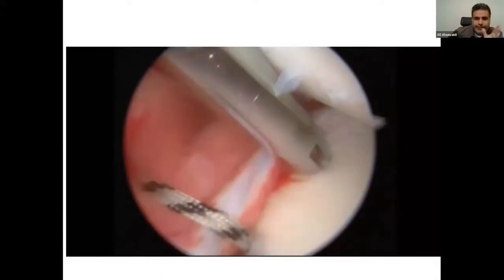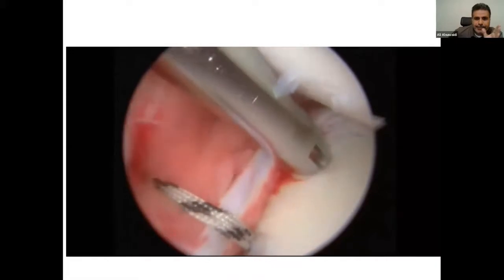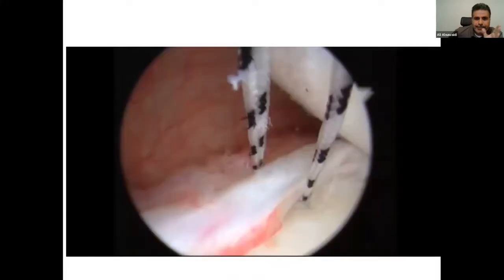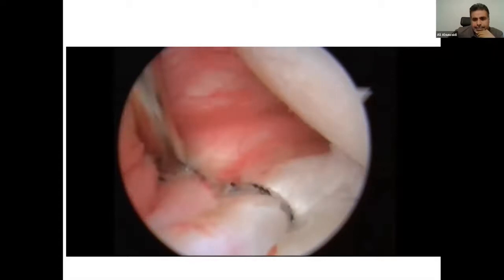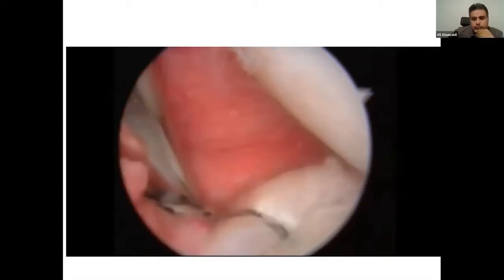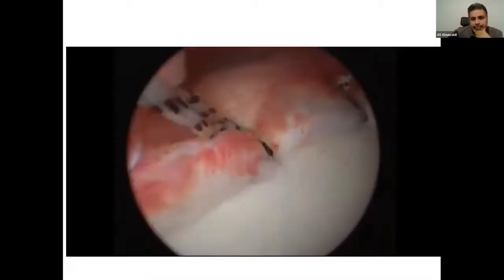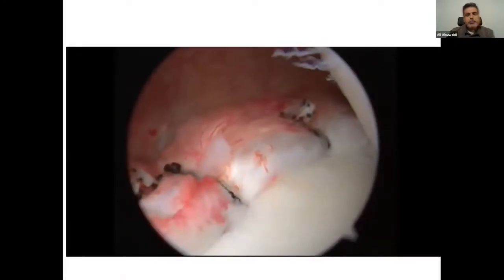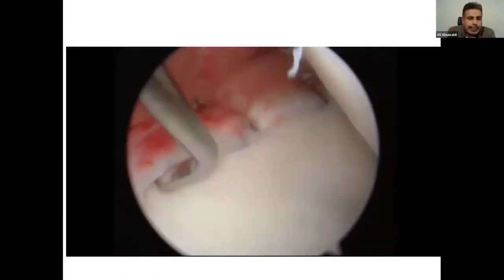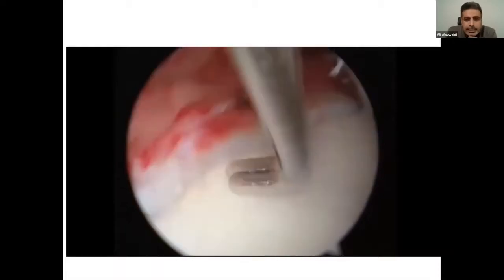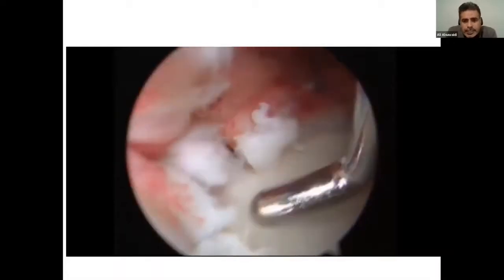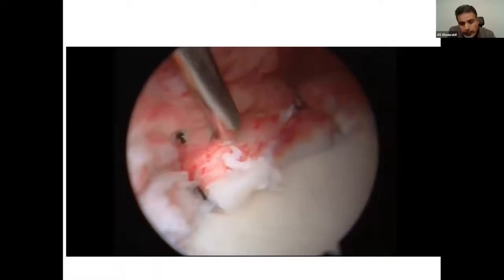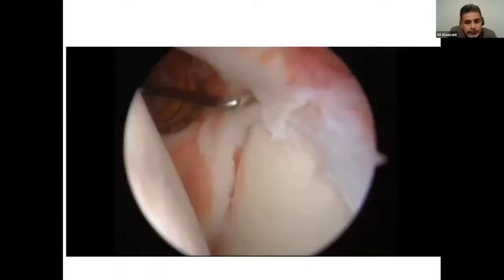Then you change the view, you drill from the transcuff, and then you put your posterior anchors, and I felt those two anchors in addition to the top anchors were significant. This guy was done about two years ago, and he's doing very well to date.